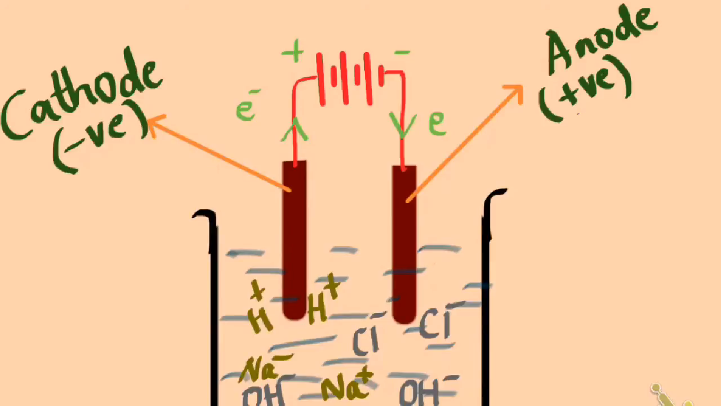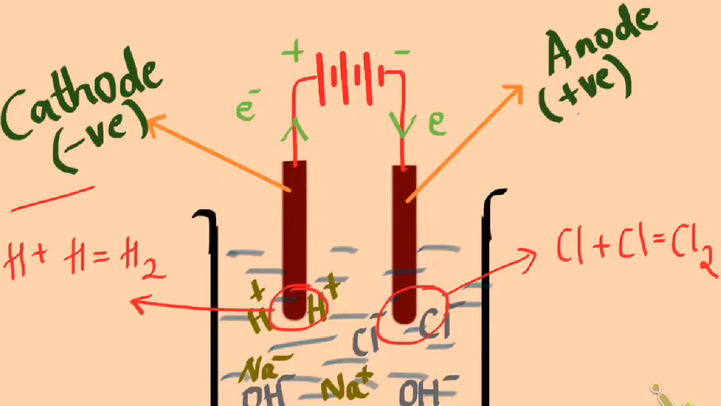Now, the reaction that takes place in the anode: the chlorine ion, being negatively charged, means it has excess of electrons. Therefore, it would want to give away its electrons. When it tries to give away its electrons to the anode, which would want to accept electrons being positively charged, that means it has fewer electrons, the chlorine ion becomes a neutral chlorine atom. When two chlorine atoms come together, they form chlorine gas.